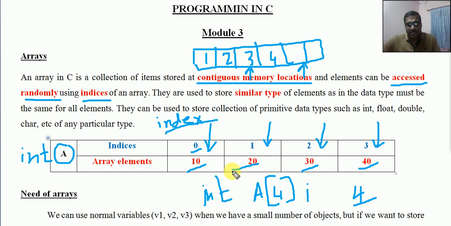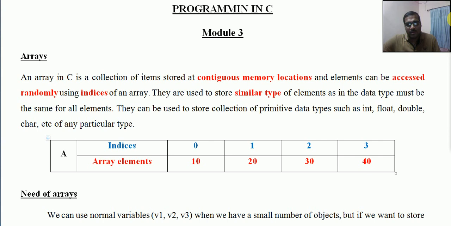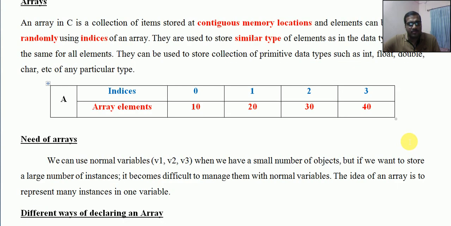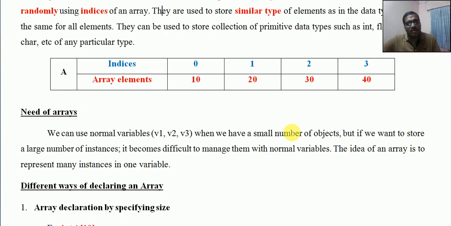Now let us see what the needs of an array are. Why do we go for the array concept? I have already mentioned that the major need is that using multiple variables like v1, v2, v3 or any other variables many times is very difficult to deal with. That is the reason why we follow the concept called arrays. We will see the advantages just after studying the various ways of declaring arrays.